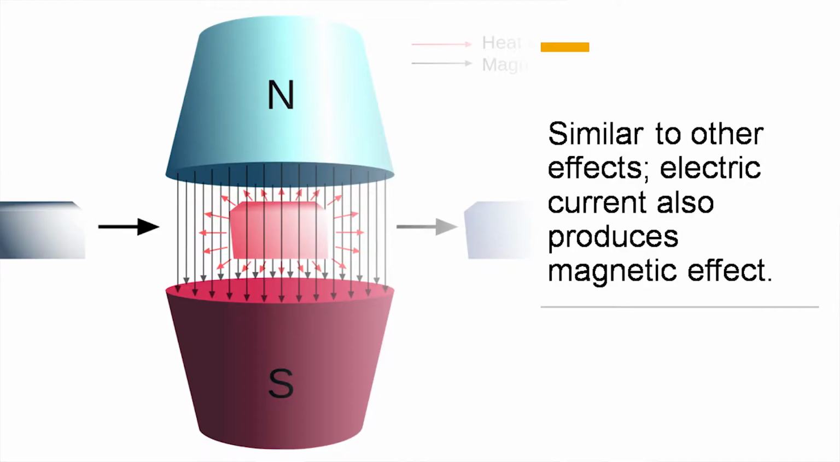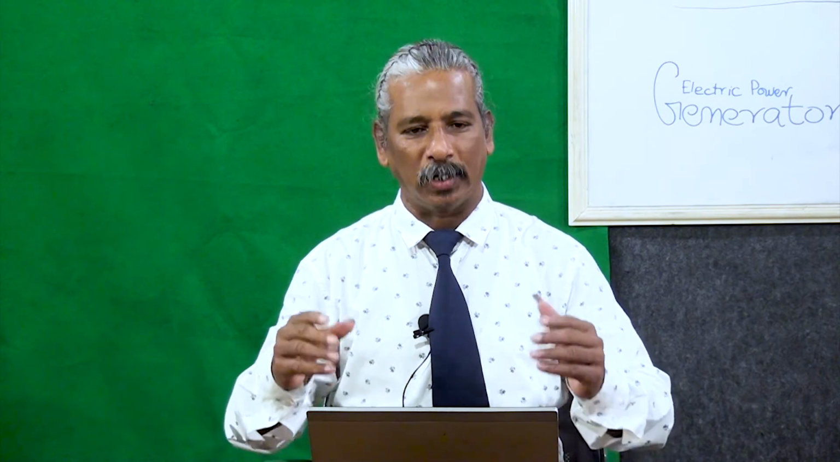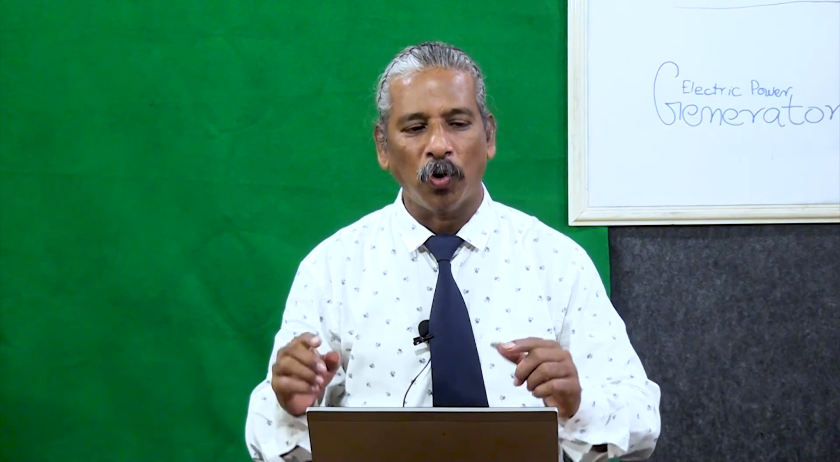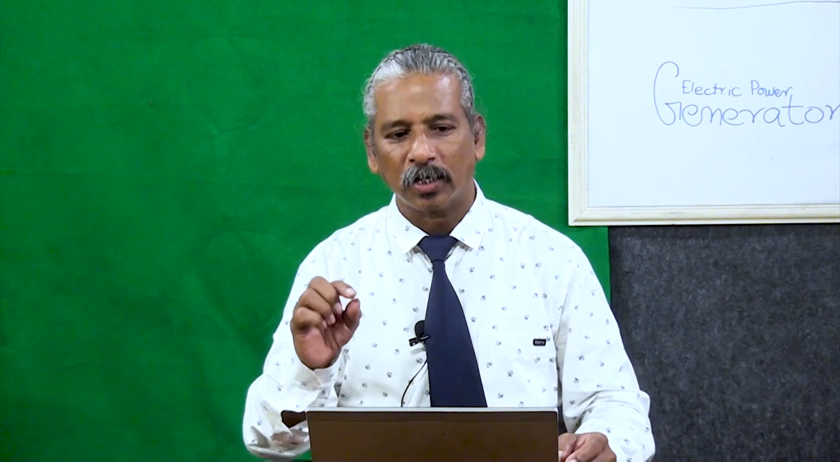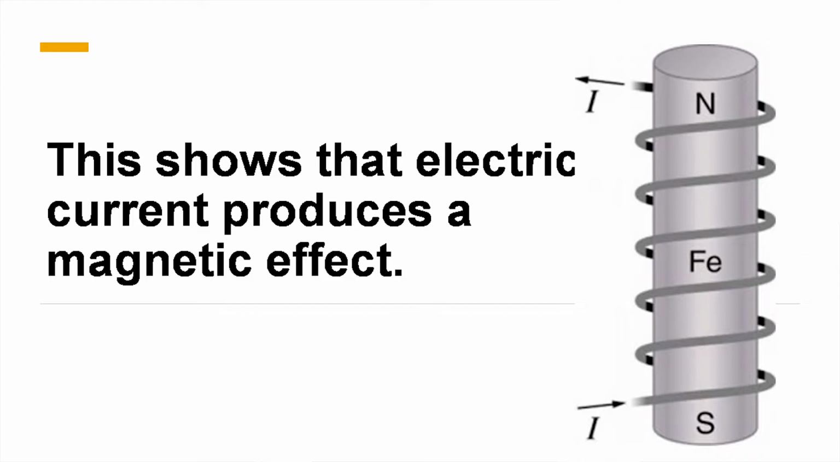Similar to other effects, electric current also produces a magnetic effect. When a magnetic material is brought into the field of force of an electric current, it will interact, and this will cause some displacements or deflections. We can see the compass needle will move to one side. The needle deflects when it's brought near a coil or wire through which electricity passes. This shows electric current produces magnetic effect, and it can produce motion.